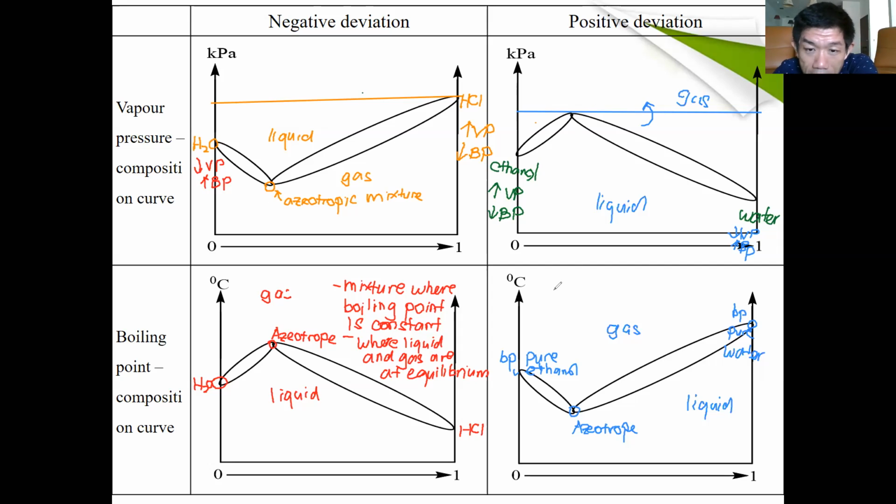So teacher, is the azeotropic mixture random or does it have a fixed boiling point? If you see the definition of an azeotrope, it is a mixture between two solutions. Sorry, I forgot to mention, between two solutions.